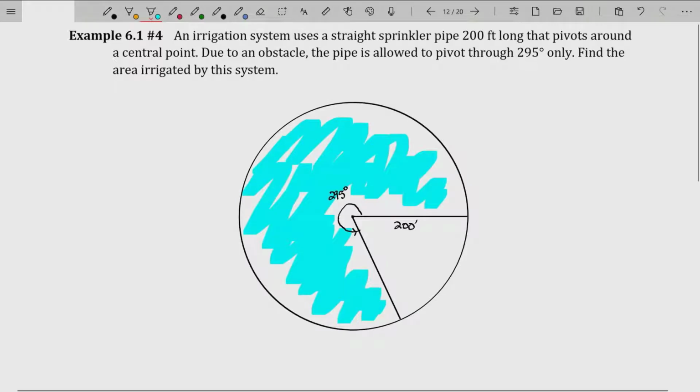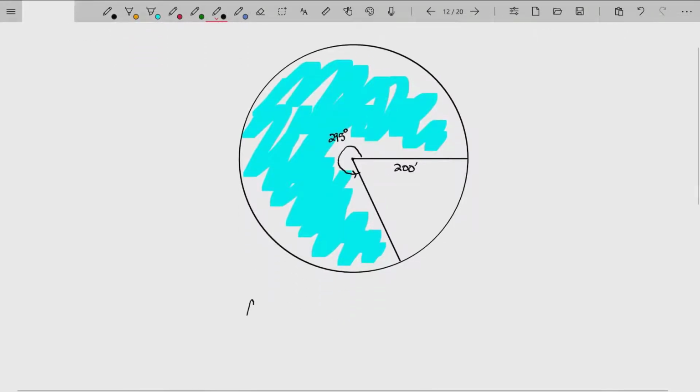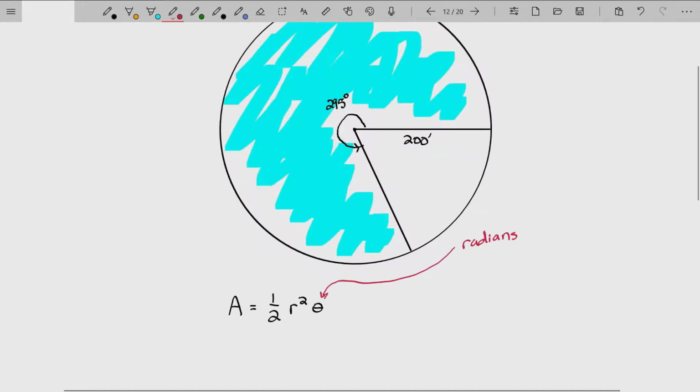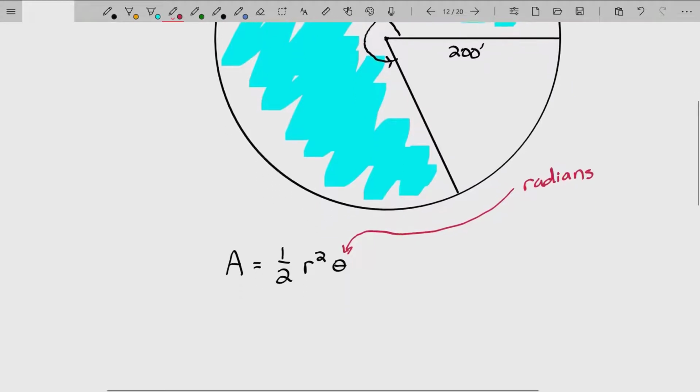We happen to know the formula, just because we just learned it: area is equal to 1/2 r squared theta. But the critical thing to remember here is that theta must be in radians. This is going to be a theme throughout pre-calculus and then calculus. Everything has to be in radians, because if it's not, you have some issues. So let's plug everything in. Area is going to be 1/2 times that 200-foot pipe squared, and then times the angle, which is 295 degrees.